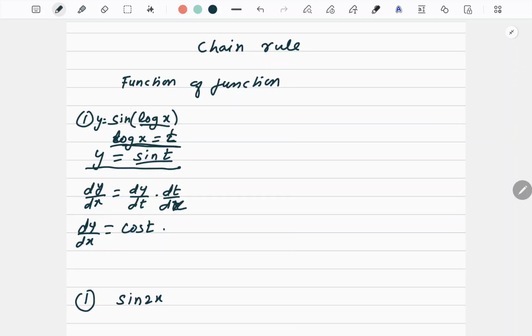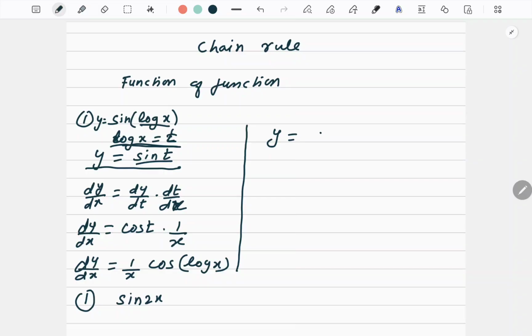So t is equal to log x. So what is dt by dx? dt by dx will be 1 by x. Right? So dy by dx is equal to 1 by x cos, and what is the value of t? T is nothing but log x. So this is one way to solve it. Now let me show you the other way to solve this type of question.